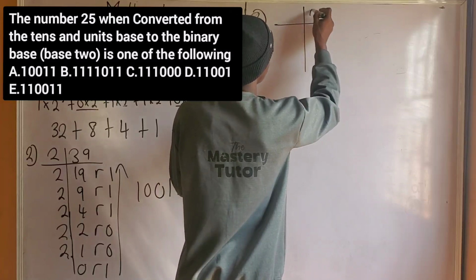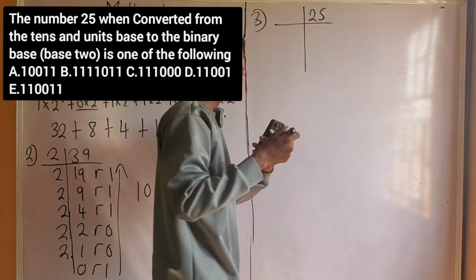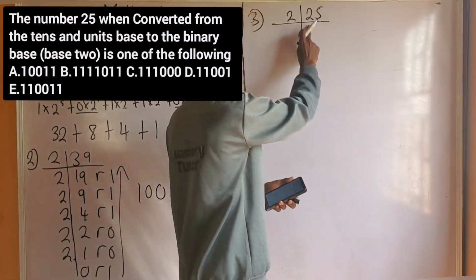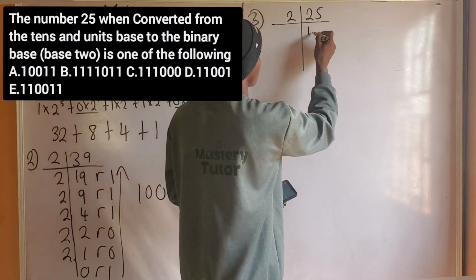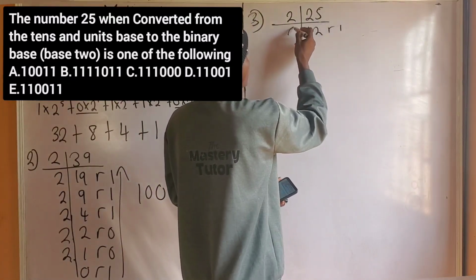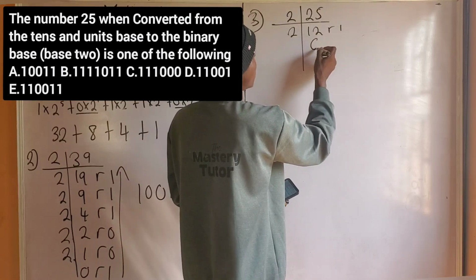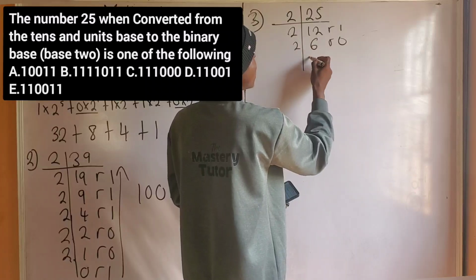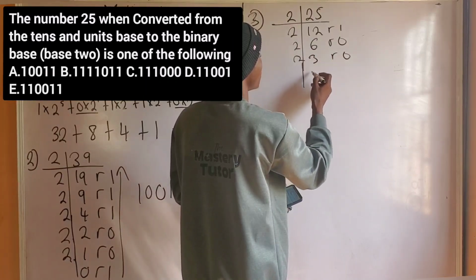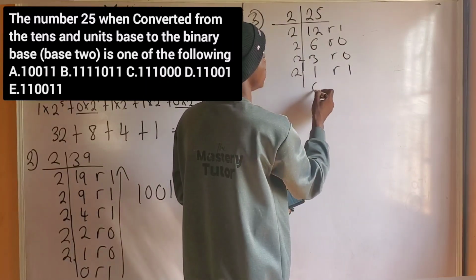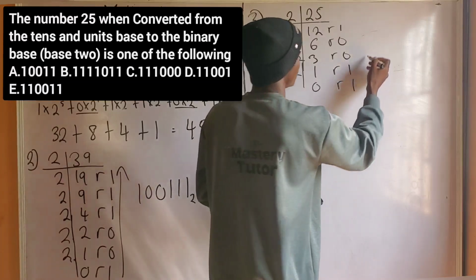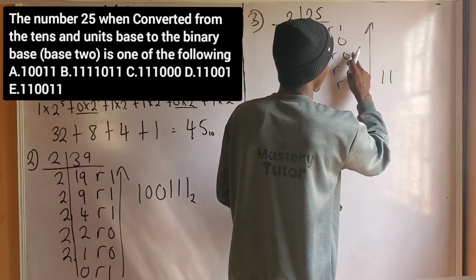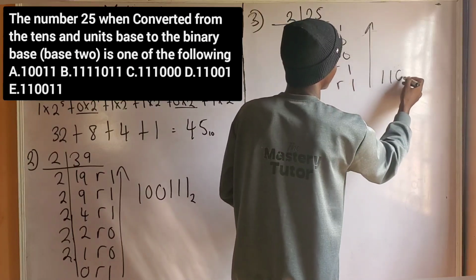Here you are going to have 25. And to do this, you have to divide 25 by 2 and keep the remainder, just like we did for 39. 25 divided by 2, that is 12, remainder 1, okay? 12 divided by 2, that is what? 6, remainder 0. 6 divided by 2, that is 3, remainder 0. 3 divided by 2, that is 1, remainder 1, then 1 divided by 2, 0, remainder 1, okay? So you count up: 1, 1, 0, 0, 1.